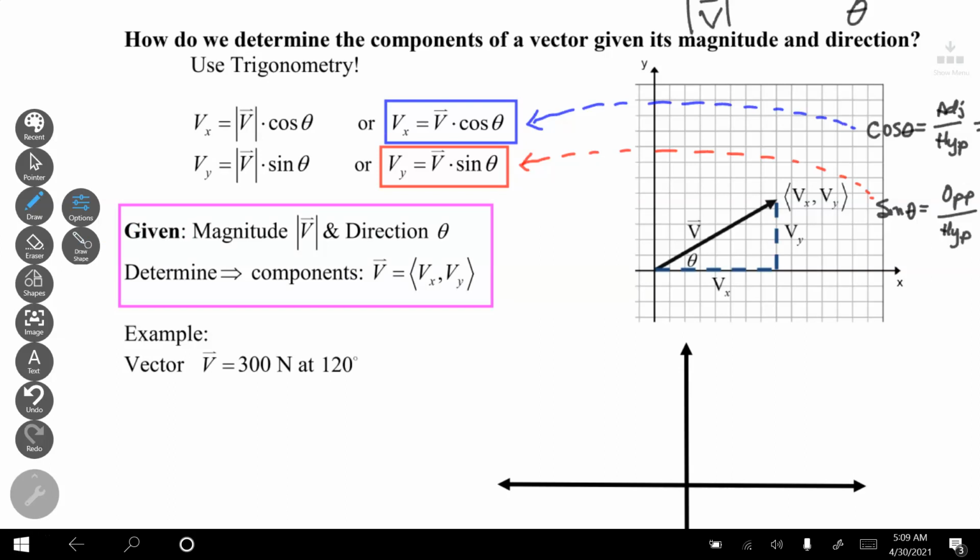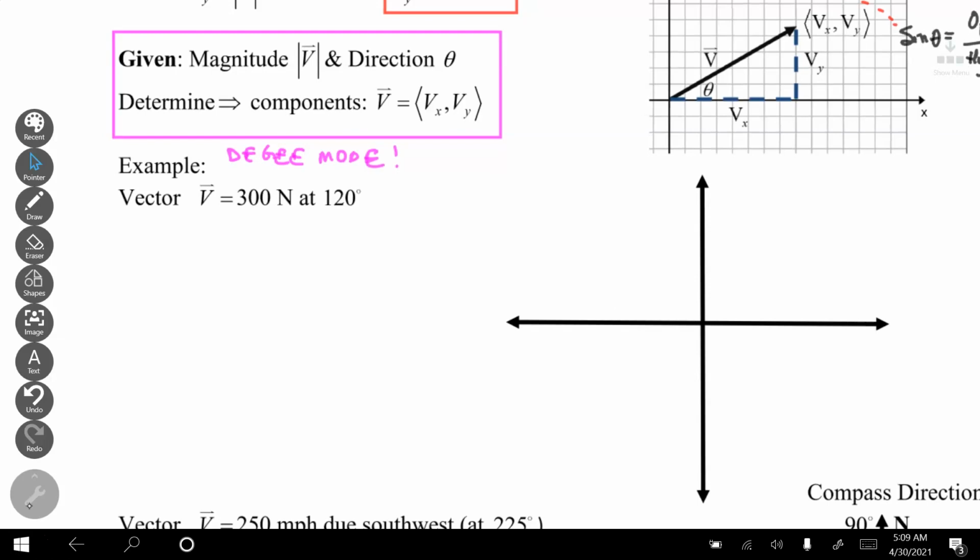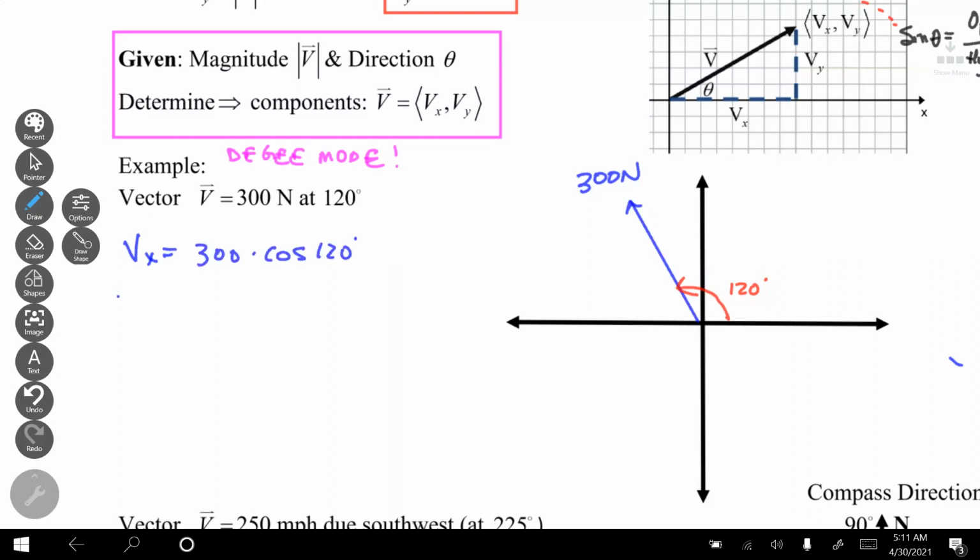So we should do an example. When we do examples, make sure our calculator is in degree mode. No radians. You guys should be happy. So for this example, I should draw it out first. I have vector v, which is 300 newtons at a 120 degree angle. That's 120 degrees from the positive x-axis. So I have my given information. Here's my picture. My x component is going to be my 300 vector times cosine of 120 degrees. My y component is going to be 300 times sine of 120 degrees.